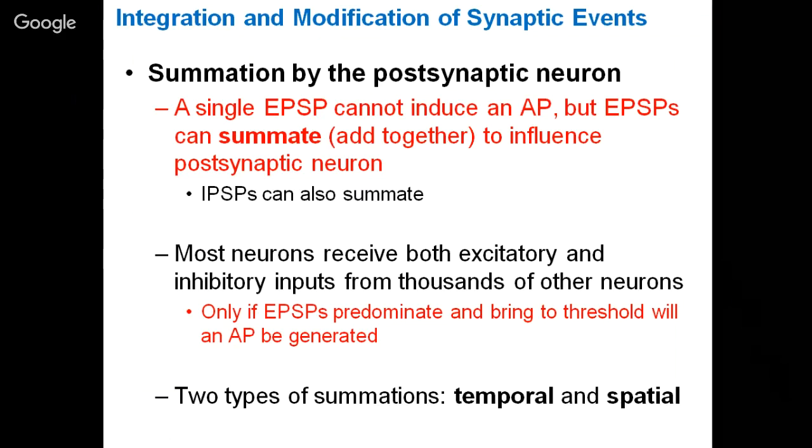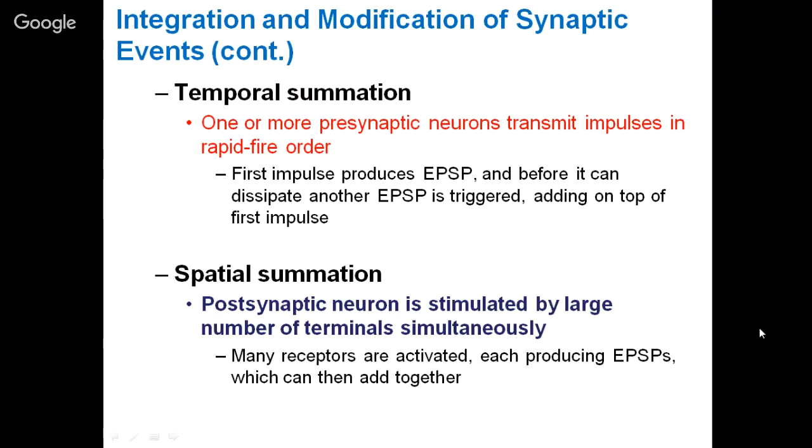Like the excitatory postsynaptic potentials, the inhibitory postsynaptic potentials can combine, or be added together, and lead to inhibition of the postsynaptic neuron membrane. So most neurons receive both excitatory and inhibitory inputs from thousands of other neurons. And only if the excitatory postsynaptic potential predominates and is able to bring the membrane to a threshold level will it generate an action potential. So thinking of the summation, there are two types, temporal and spatial.